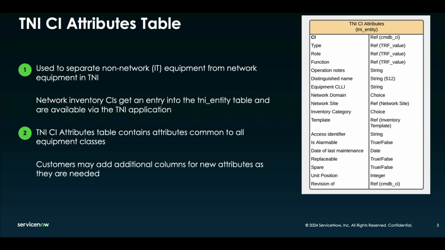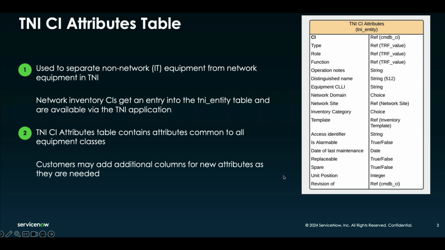So whenever we create a CI or a device in network inventory, a record is added to the TNI CI attributes table. And a relationship is made to the CMDB CI table, so that there is a reference to that CI. And then TNI recognizes that CI and gives you access to it in the application.